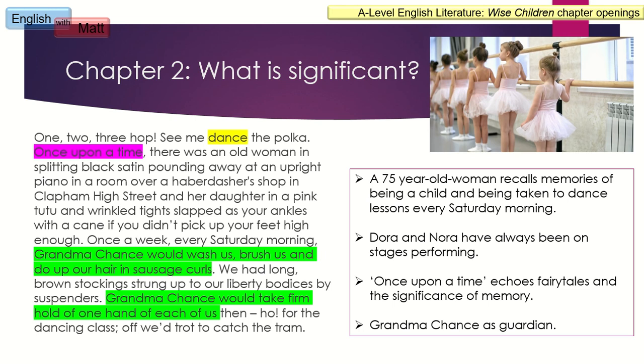And I do think there is a stem of melancholy running through this novel, which makes some students believe that actually this is more of a tragic novel than a comic one. It's always an interesting discussion to have, in terms of where comedy finishes and where tragedy begins. And you can tell from a sentence like "wash us, brush us, and do up our hair in sausage curls" that Grandma Chance is really this caring guardian figure, despite, of course, her eccentricities. So chapter 2 is essentially from early childhood right through until late adolescence, when they're about 17, 18, I believe.